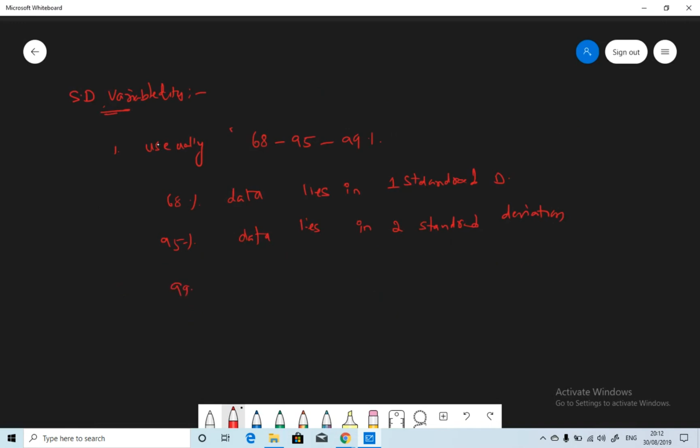And 99.7% of the data lies within three standard deviations. This is very important. We will see this in some probability class, and how we use this rule to calculate the values. Why are we discussing it here? Because we got the standard deviation here, so we wanted to give the rule here. Please write this down and let me know once it is done.